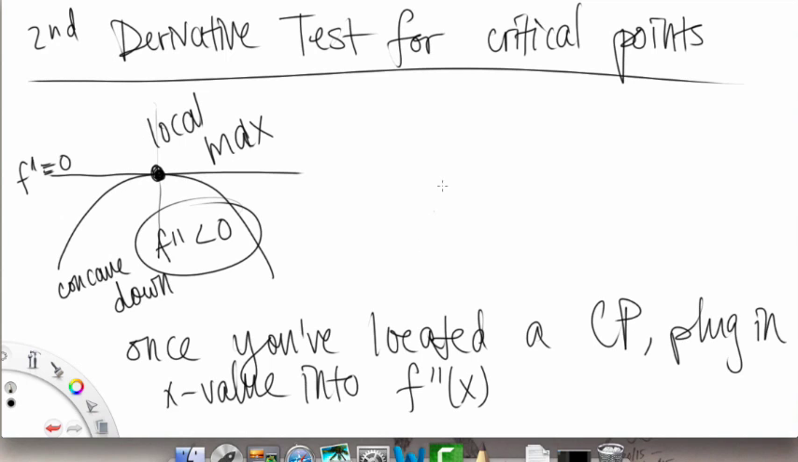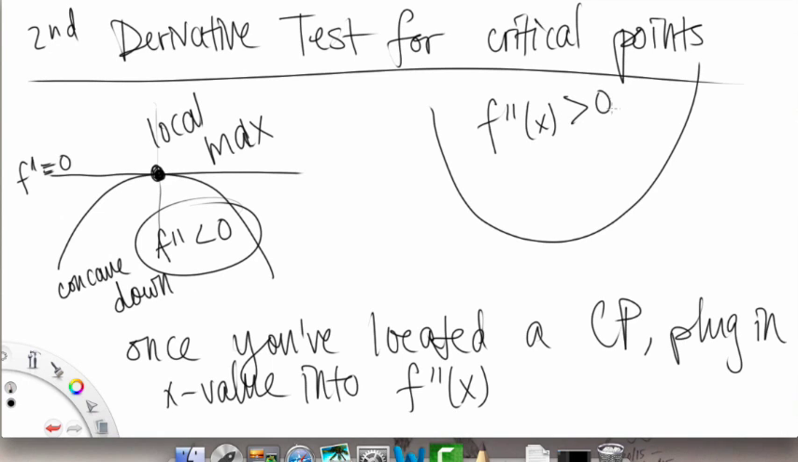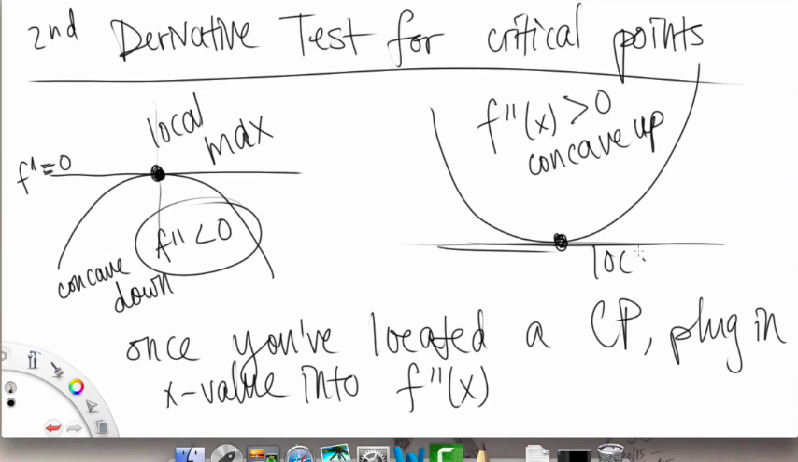On the other hand, if your f double prime of x is greater than 0, if it's positive, then we are at a concave up portion of the graph, which implies that our critical point lies at the bottom of the hill, or the bottom of the cup. And that signifies a local minimum.